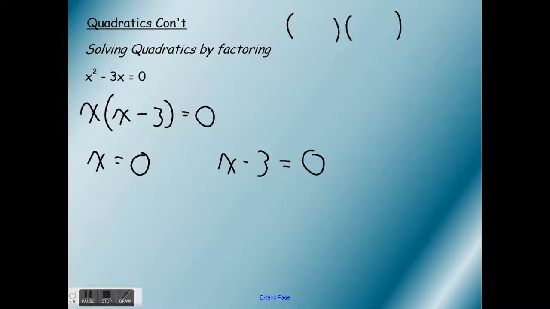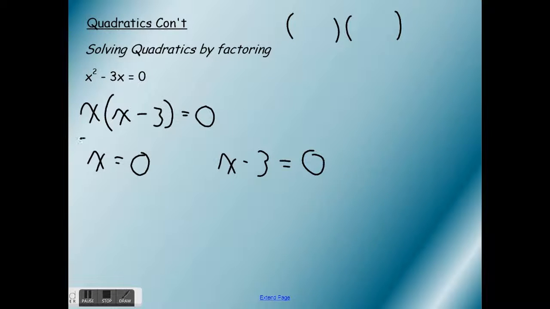Because since we're multiplying, the only possible way to get 0 is if you multiply by 0. Because if these equal any non-zero number, you're going to get a non-zero answer, right? You know what I mean? The only way to get 0 when you're multiplying is to multiply with 0. Which means this has to equal 0, or this has to equal 0.